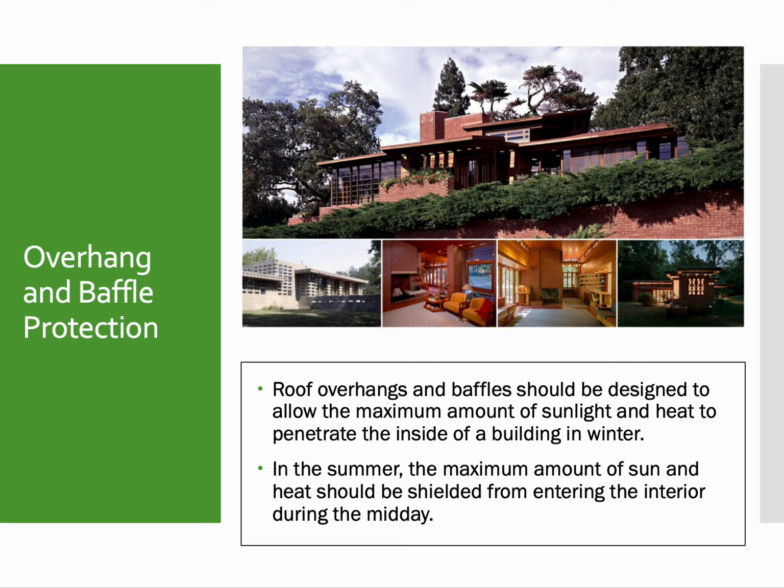So one of the things we consider in sustainable design is overhang and baffle protection. And there's a whole bunch of Frank Lloyd Wright houses here because he used a lot of overhangs. He very much designed for the sun. And so you want your roof overhangs and baffles to be designed to allow for the maximum amount of sunlight in winter and the minimum amount in summer, unless you're designing in a climate that is the reverse of what most people in North America experience.